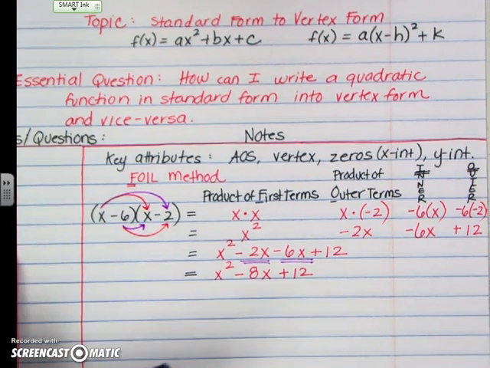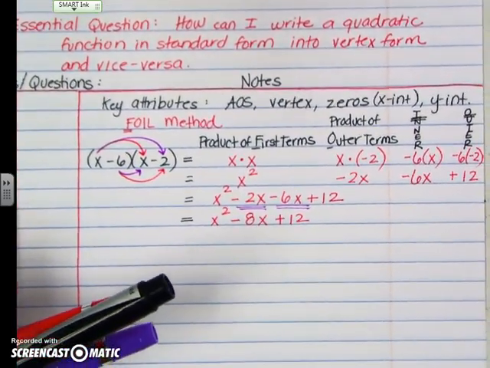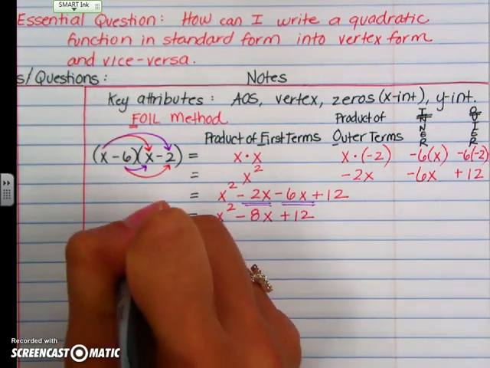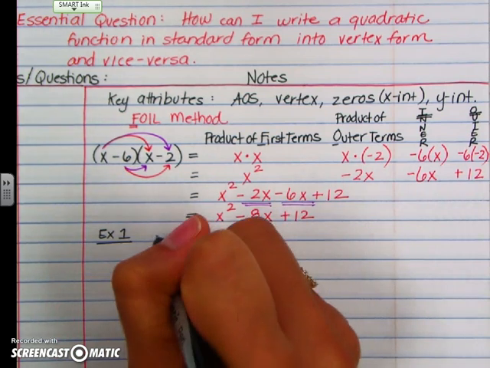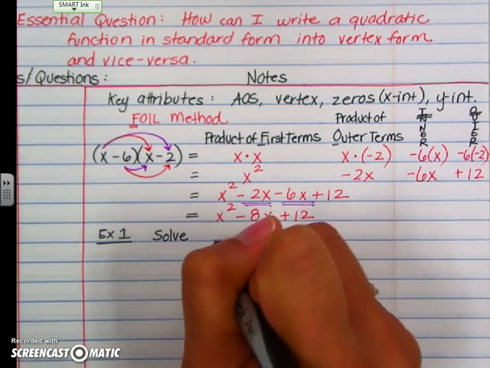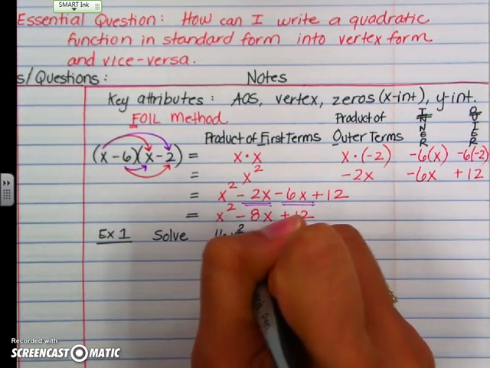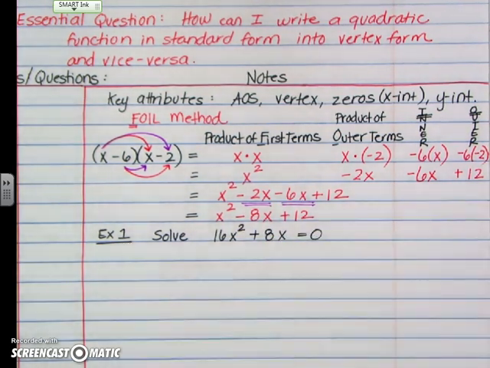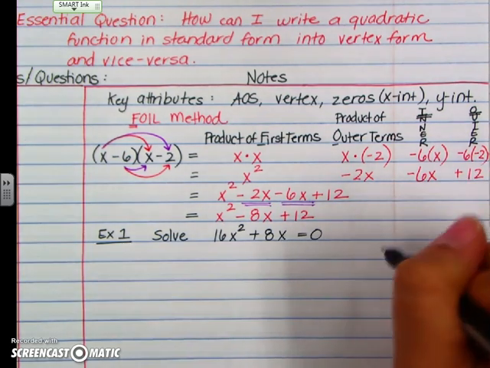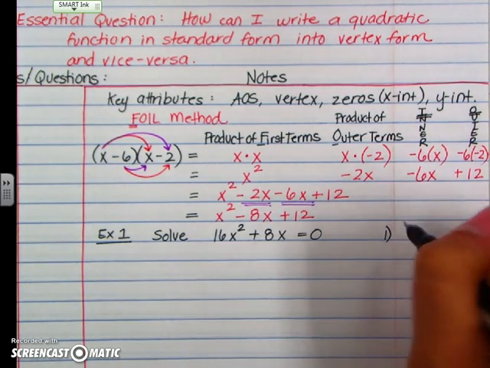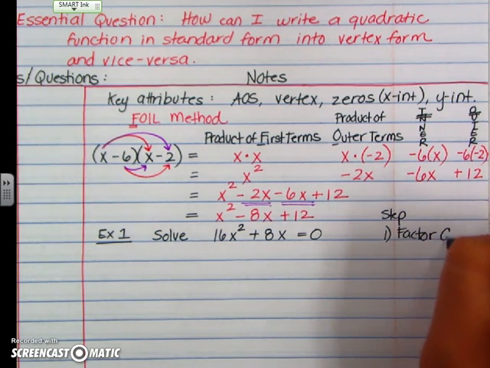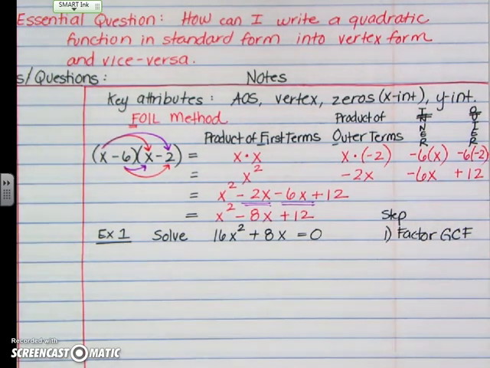Okay, so the FOIL method was some background information that we needed to know in order to be able to check our answers. Okay, so this is our first example. Example 1. If I'm asking you to solve 16x squared plus 8x equals 0, the first step, you always want to factor the greatest common factor, GCF, the greatest common factor.